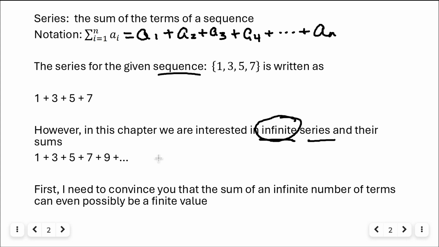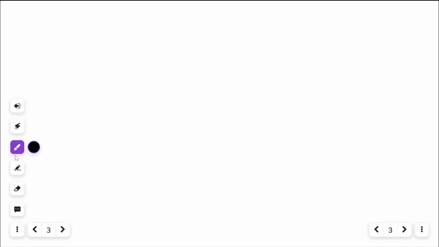Okay? So, in some cases, an infinite series will approach a finite value. In other cases, it will not. But I think the first thing that's most important is I need to convince you that you can add an infinite number of numbers and still get a value that's finite. Okay? All right, so let me do that. I'm going to do that here on this next slide, which is completely blank.